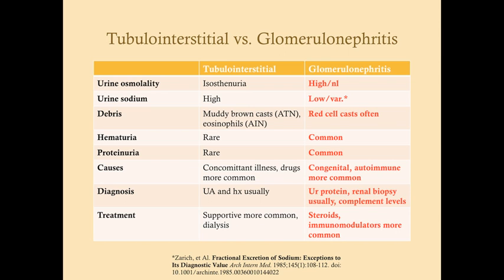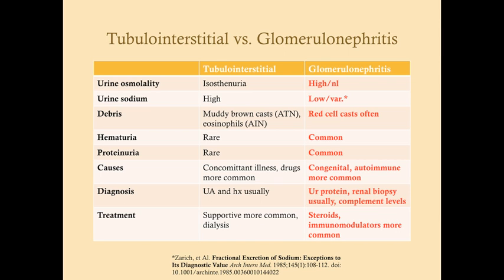You're not going to see red cells in the urine. You're not going to see protein in the urine in tubulointerstitial disease. What you are going to see in tubulointerstitial disease is muddy brown casts, which are sloughing off tubular cells, and eosinophils, which indicate interstitial inflammation. In glomerulonephritis, you're going to see red blood cell casts. You're going to see red blood cells in the urine, and oftentimes, to one degree or another, protein in the urine.